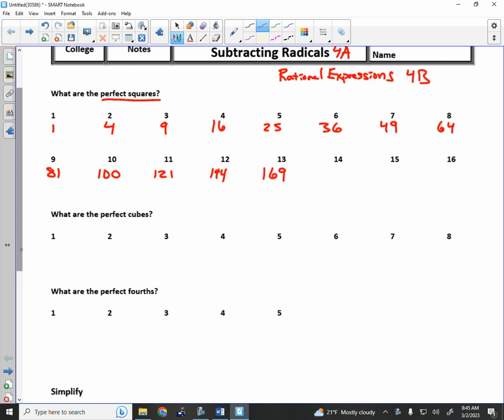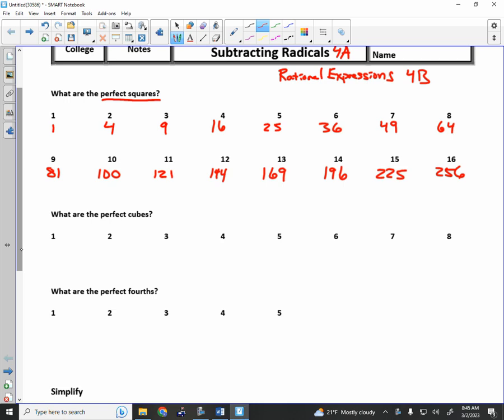169. 14? 196. 15? And 16? 256. Those are your perfect squares up to 16. And we do go higher than that. 17 would be 289, 18 would be 324, 19 would be 361, 20 is 400, so on and so forth. I think that these ones are excellent for you to know. So I would encourage you to try to memorize them as best as you can. People who see those and recognize those generally have an easier time moving forward.